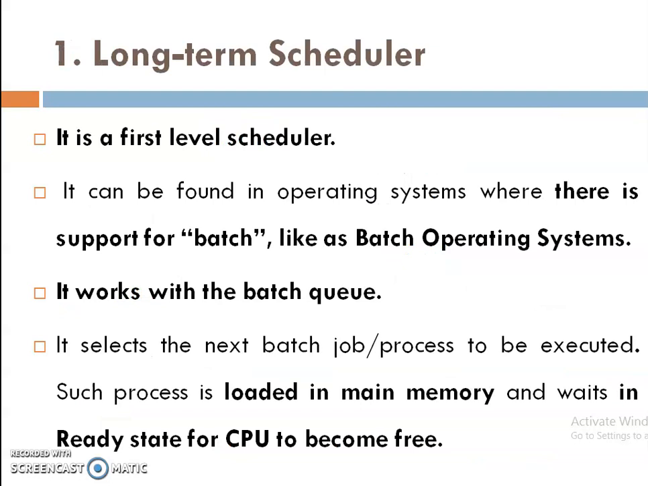Now first, long-term scheduler. It is a first level scheduler. It can be found in operating system where there is a support for batch, like batch operating system. It works with the batch queue. It selects the next batch job or process to be executed. Such process is loaded in main memory and waits in ready state for CPU to become free.